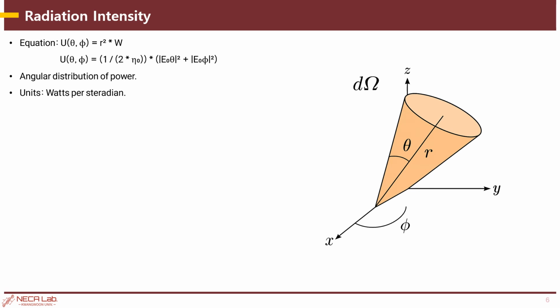So here the diagram shows a cone-shaped section of space, illustrating the concept of differential solid angle d omega, and how power radiates in different directions from the antenna.